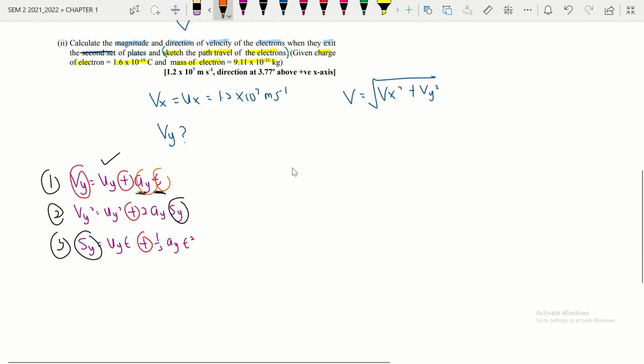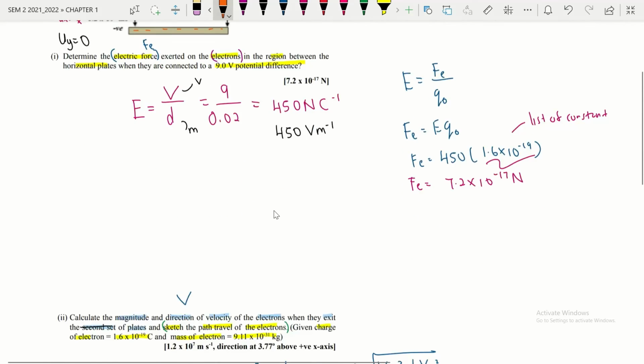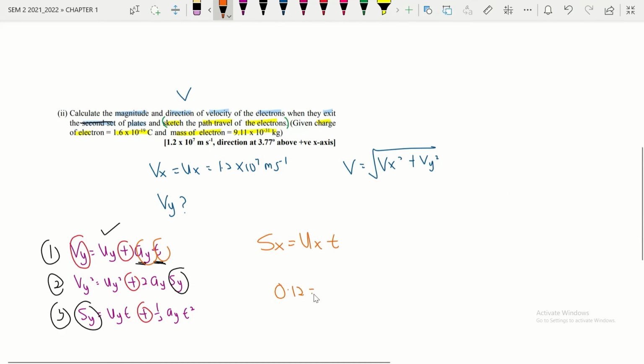But before that, I need to find for my time dan juga Ay. So macam mana kita nak cari acceleration in Y component ya? Okay, kita cari time dulu. Kita boleh cari time pakai formula Sx equals to Uxt. Sebab Miss dah tahu Miss punya Sx. Miss punya Sx adalah 0.12. Dan Ux Miss adalah 1.2 times 10 to power of 7, darab dengan time. Therefore, Miss akan dapat time Miss adalah 1 times 10 to power of negative 8 second. Okay, settle. Miss dah tahu Miss punya T.